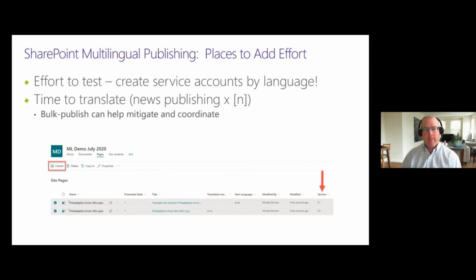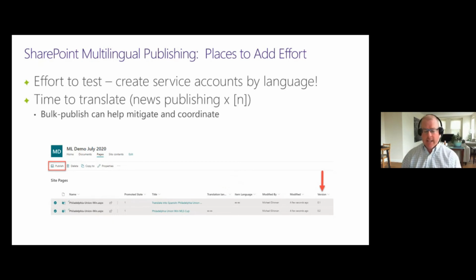The other thing, consider and bake in your time to translate. If you're already using multilingual, this isn't a big deal. You're used to this. So it's the news publishing effort times N, with N being the number of languages you've got. If I had previously an English-only site, my time to content creation, to review and QA and publishing was a couple of hours.